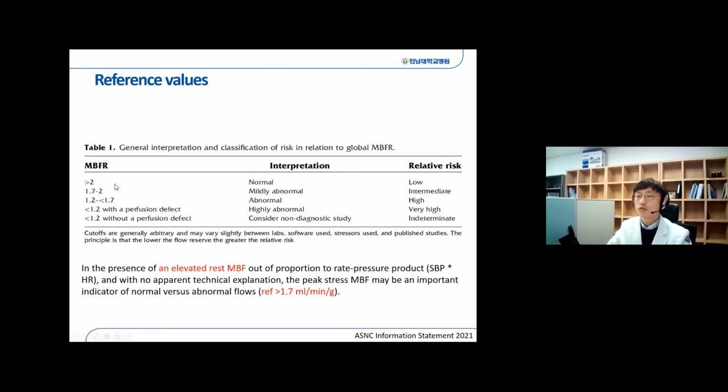So over 2.0, we can consider it a normal perfusion, and between 1.7 and 2, it can be mildly abnormal and the relative risk is not very high. But if the MBFR goes down below 1.7, then it is a definitely abnormal finding and the relative risk is very high, and revascularization should be considered in those patients.